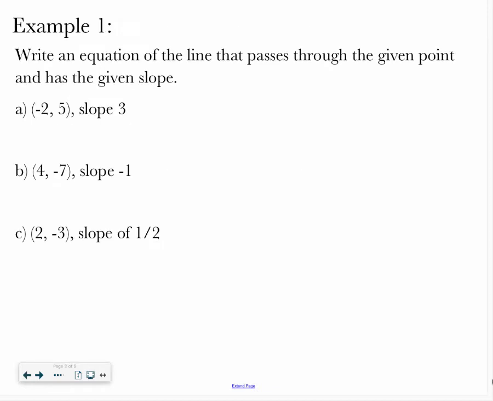So let's look at our first example where we have a point and the slope. We want to find out what the equation is for that line. If we look at letter A, we have negative 2, 5 as the point and a slope of 3. If we want to write this in slope-intercept form, just a quick review from yesterday, y equals mx plus b is our slope-intercept form, where m represents our slope and b is our y-intercept.